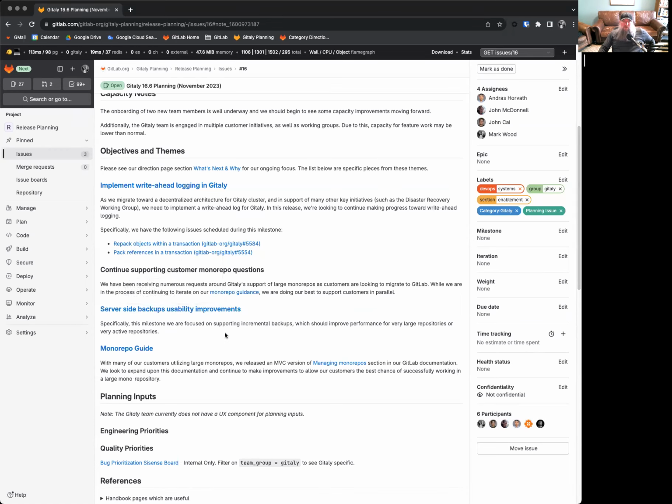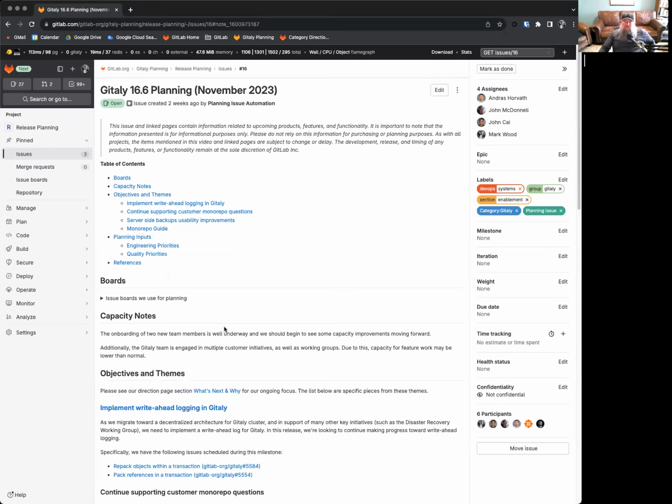Hello, everyone, and welcome to the Gitaly 16.6 planning issue and kickoff for the GitLab 16.6 release. This represents a release that's going to occur in November of 2023, and we're kicking that off now.